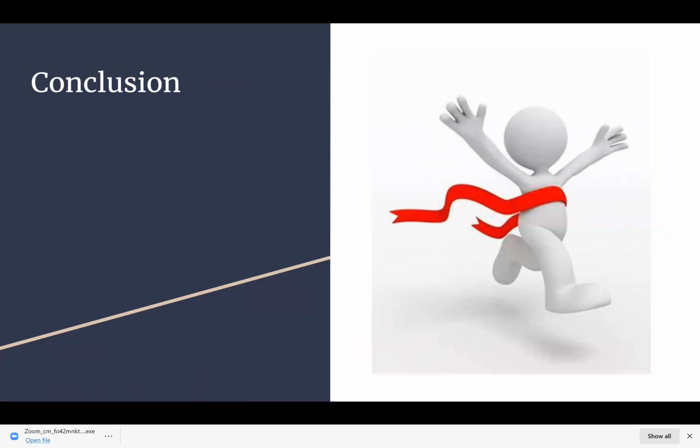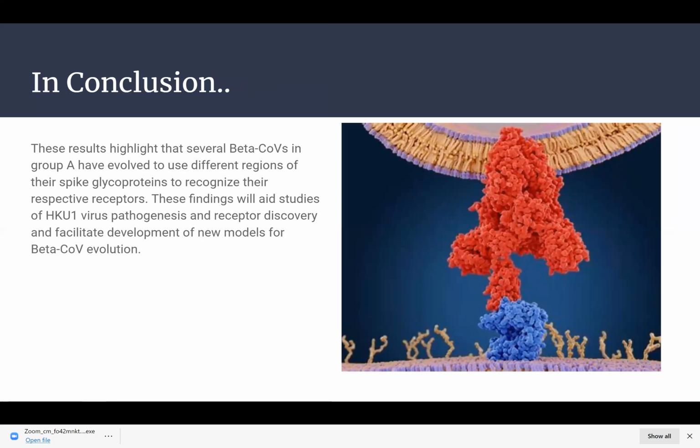All right, and then in conclusion, these results highlight that several Betacoronaviruses in Group A have evolved to use different regions of their spike glycoproteins to recognize their respective receptors. These findings will be able to aid studies in the HKU1 virus pathogenesis and receptor discovery and facilitate development of new models for Betacoronavirus evolution.